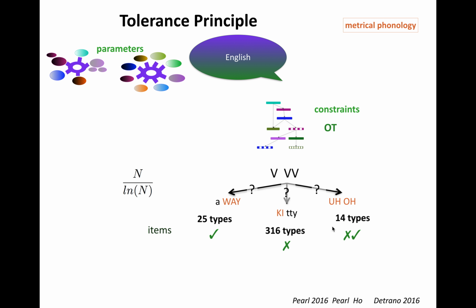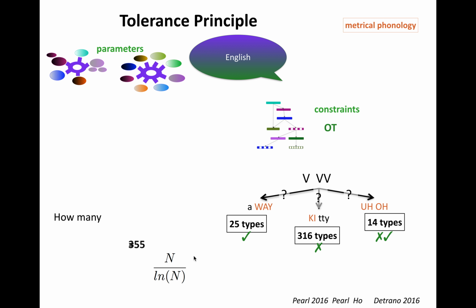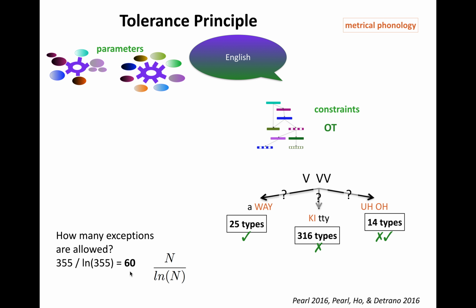So, okay. Let's use our tolerance principle. How many items should the stress rule apply to? And the answer is just add up your types. And so this works out to be 355, which means the number of exceptions you can tolerate is around 60. So if you have 60 or fewer exceptions, you have a dominant pattern. You have a rule, right? You should learn from that pattern.